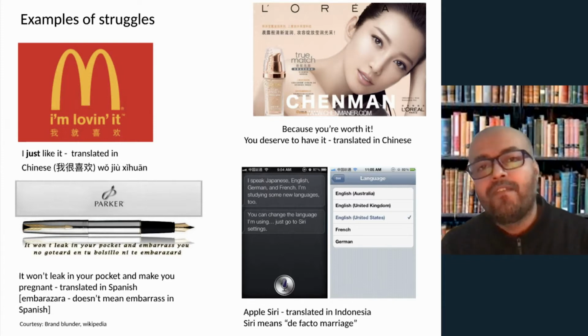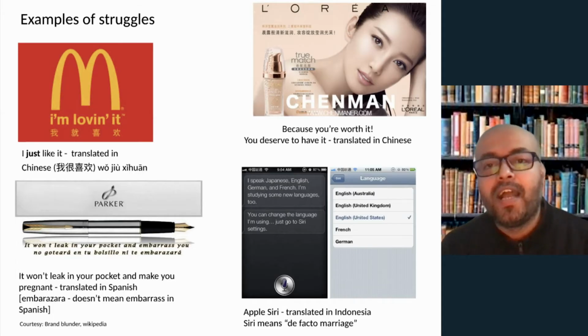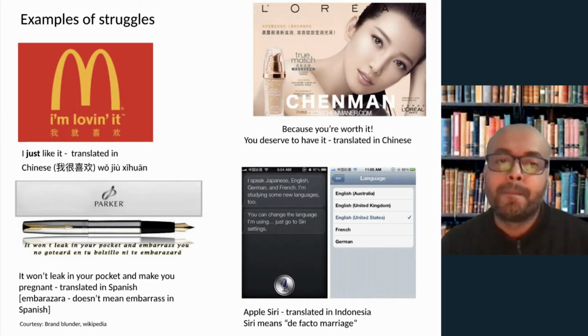On the other hand, when L'Oreal launched their cosmetic brand in China, their tagline "Because you're worth it" got translated into Chinese, which actually meant "you deserve to have it." It got really appreciated by the people. So translation really makes a huge impact on the community.